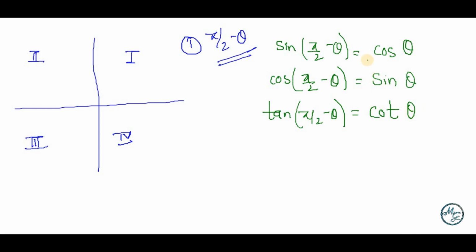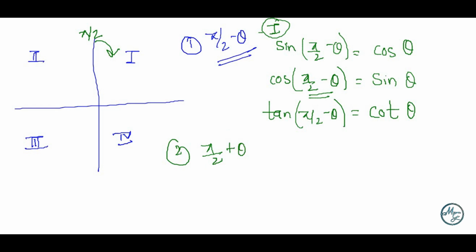Why are they all positive? Because when I say pi by 2 minus theta, that means the angle lies in the first quadrant. Pi by 2 minus theta means first quadrant. Now let us begin the next set. The next set is pi by 2 plus theta.